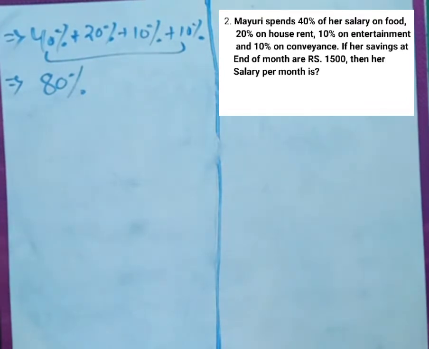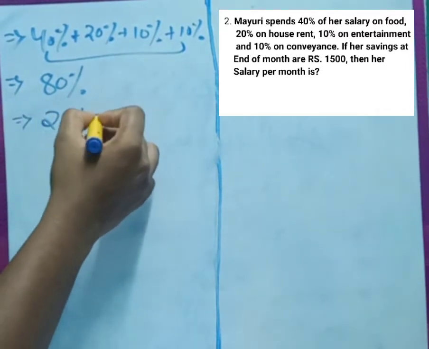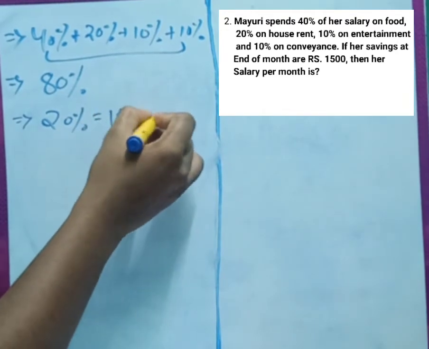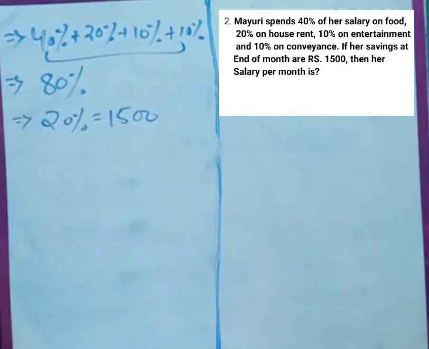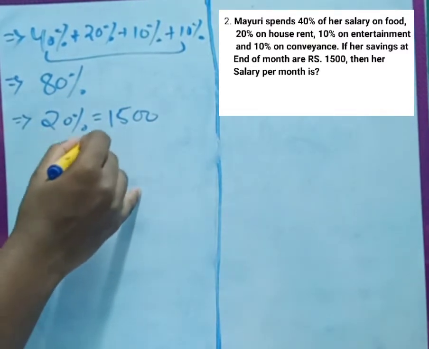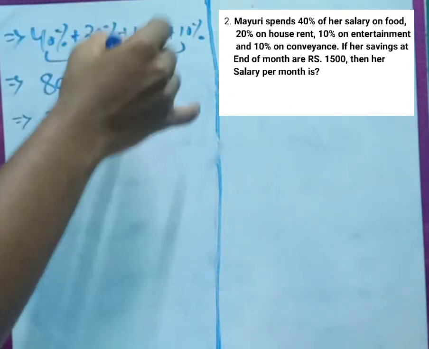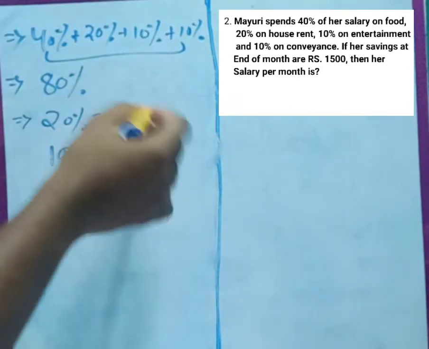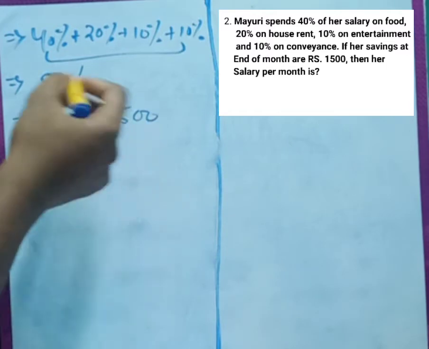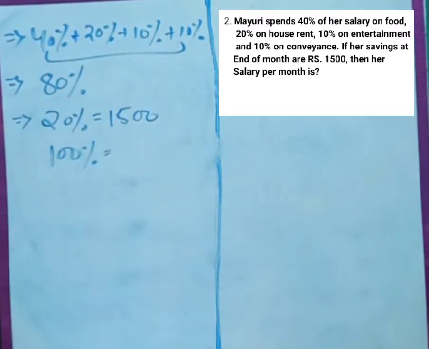Here they have already given that her savings per month is 1500. So indirectly they are saying 20% is nothing but 1500, right guys? So if 20% equals 1500, what is 100%? 100% is nothing but her total salary, right? If 80% is her expenses, 20% is her savings, then what is the total salary? 80 plus 20 is 100, right? So 100% is her total salary.